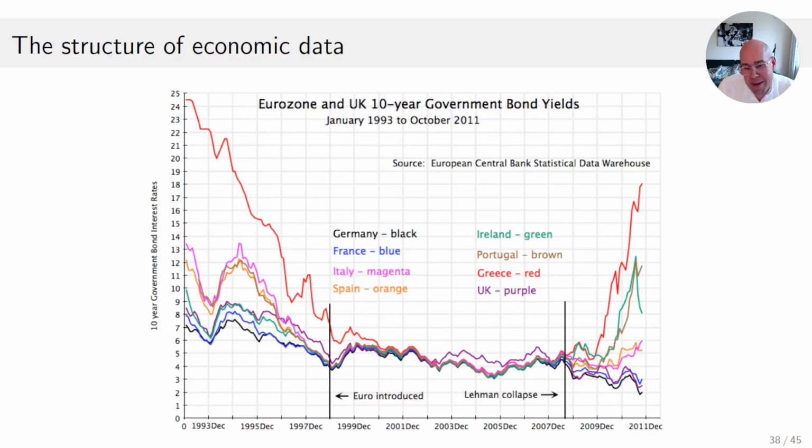Another example would be a set of countries that I follow over time. And here I'm looking at the 10-year government bond interest rate. What you have here is time. Here was the introduction of the euro. Here was the Lehman collapse, big lender in the US. Then we have the financial crisis in the 2000s. You had all these problems with Greece. The rate for Greece increased in particular. So that's also an example of a panel data set that I'm basically visualizing or plotting here.